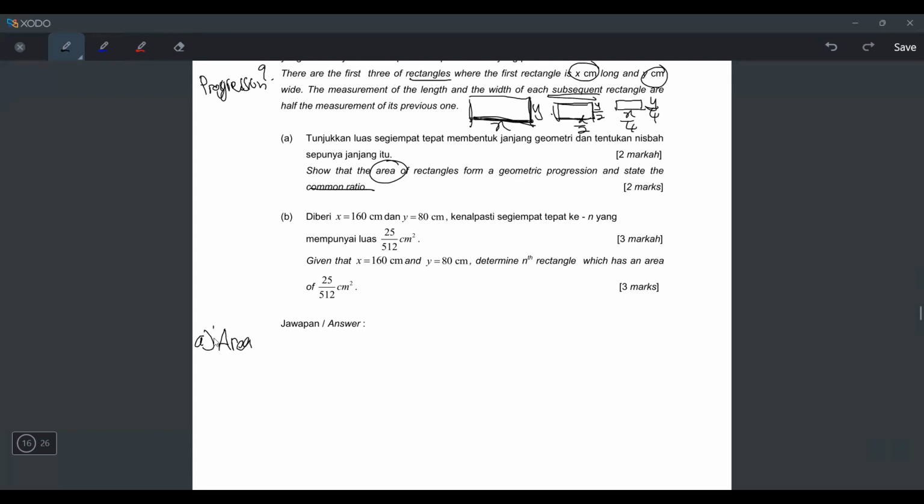So I'll write area here, and I'll start writing the area of the first rectangle, which is xy. And then the second rectangle area will be x over 2 times y over 2, which is xy over 4. Because top times top, bottom times bottom. The third rectangle would be x over 4 times y over 4, which is xy over 16. Top times top, bottom times bottom. And it keeps going. But they want you to show that this is a geometric progression.